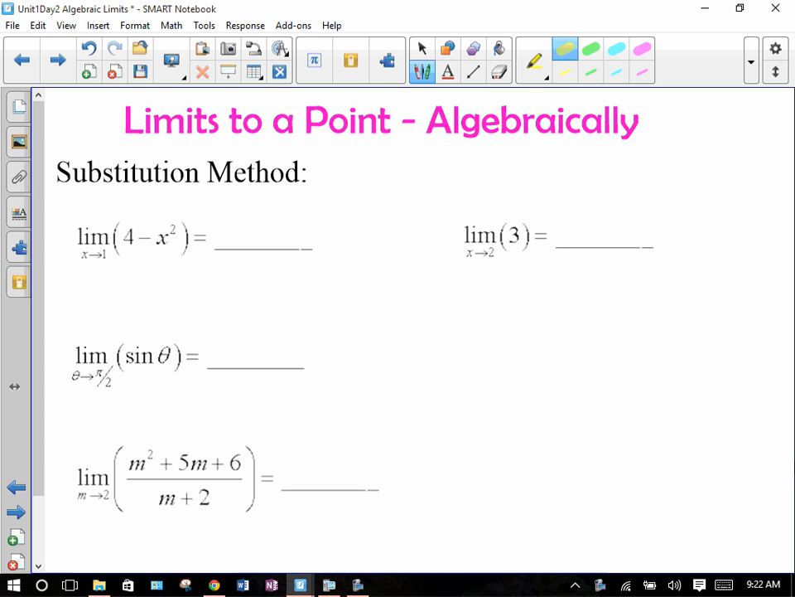Alright, so the first thing that we're going to do is look at what's called the substitution method. This is an amazingly easy method. Okay? So we're going to look at the first one. The limit as x approaches 1 of 4 minus x squared. Okay? So, anyone have an idea of what substitution means? Yeah, we put a number there for the x's. Anyone have any idea what number we're going to put there? Yes, that's all we're doing.